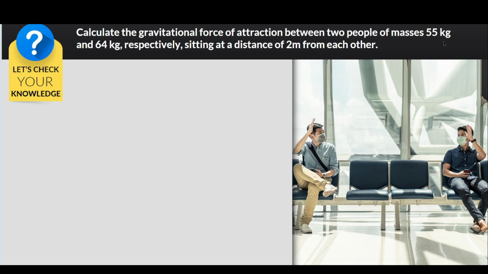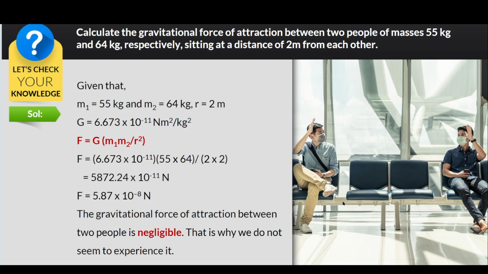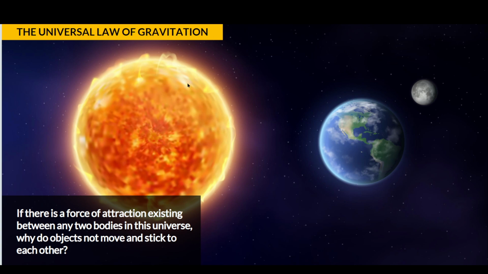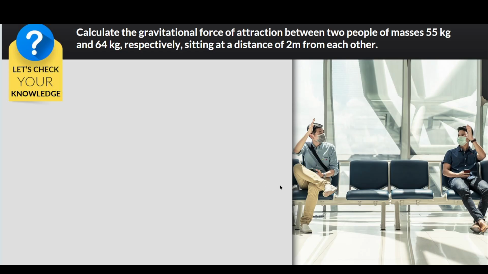And here is a question. If there are two masses, one is 55, the other is 64, and the distance between them is 2 meters, what is the gravitational force between them? This question's answer we will understand here, okay? You can see two people, their masses and their distance is 2 meters, right? As I said, gravitational force is between any two objects, any two masses. If these two people are sitting next to each other, there is a gravitational force between them. Then why don't they stick together? Let's calculate the gravitational force between these two people, okay?